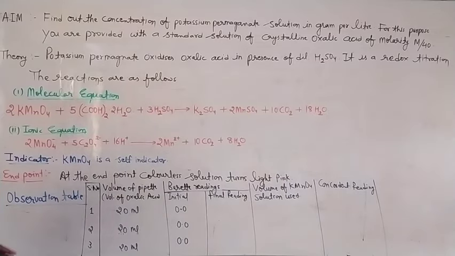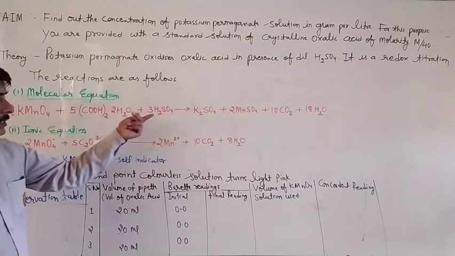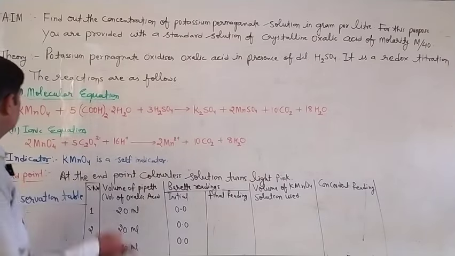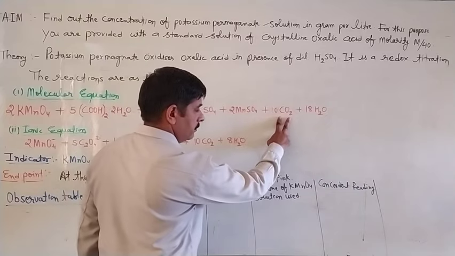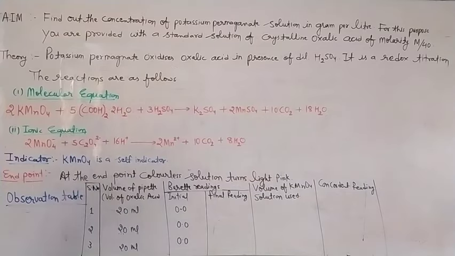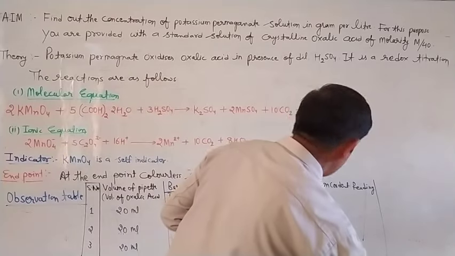Then you have to note down in your notebook the molecular equation. In the molecular equation, you can see 2 moles of KMnO4 react with 5 moles of crystalline oxalic acid in presence of sulfuric acid, and then it forms potassium sulfate, manganese sulfate, carbon dioxide, and H2O. In ionic form, the MnO4 minus ion changes into Mn2 plus ion.